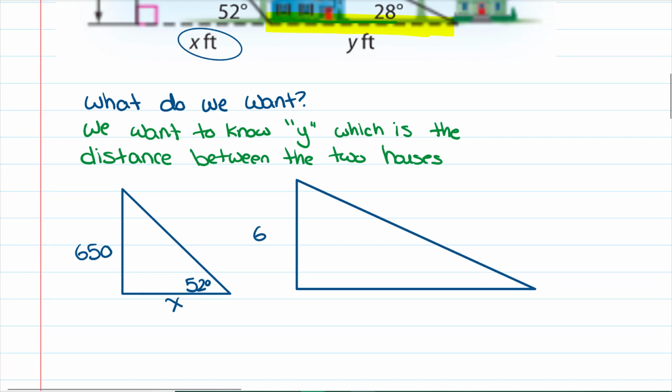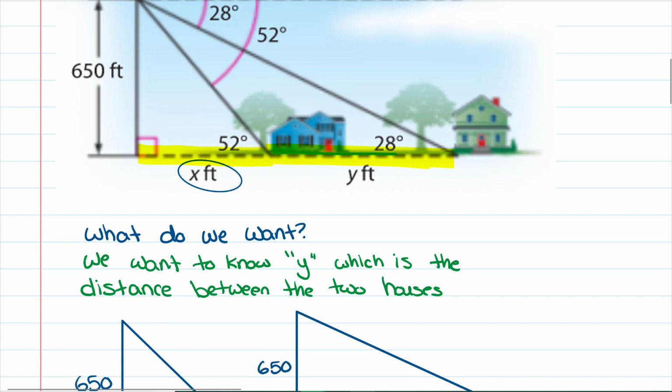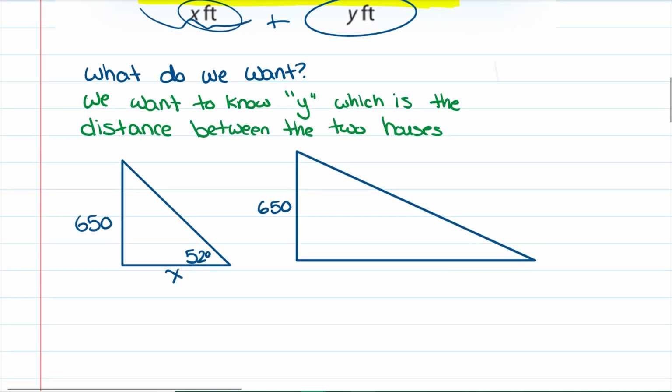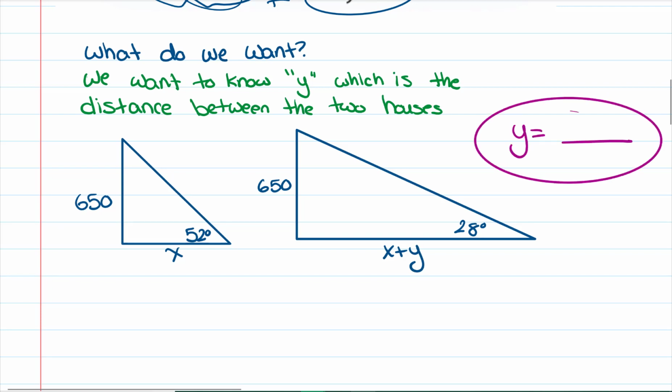And in this triangle, the height's the same, 650. But this time, the bottom of the triangle is this whole piece. So it's this distance x plus this distance y. So this is x plus y. And I have an angle here of 28 degrees. So my goal, again, is to solve for y. I'll put y equals, and then blank, that's my goal. If I can find x, I'll be all good. I just need to find x first.